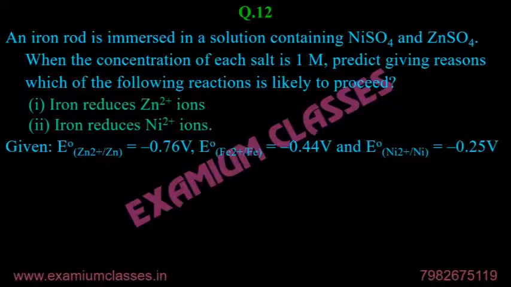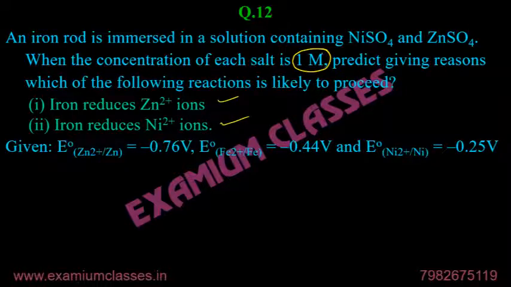An iron rod is immersed in a solution containing nickel sulfate and zinc sulfate when the concentration of each salt is 1 M. Predict, giving reasons, which of the following reactions is likely to proceed, whether the first one or the second.